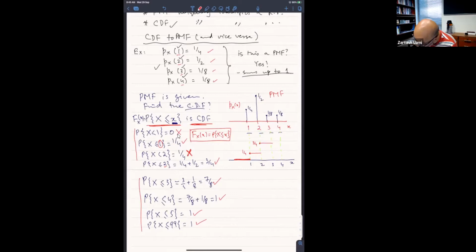Less than equal to 3 is 7/8. लेस देन इक्वल टू 4 इज 1 और 5 पे भी 1 रहेगी, 6 पे भी 1 रहेगी और ये 99 तक बनी रहेगी। सो ये आगे तक चलती रहेगी। This will go on. So this is your CDF. ये capital Fx of x, which is CDF.